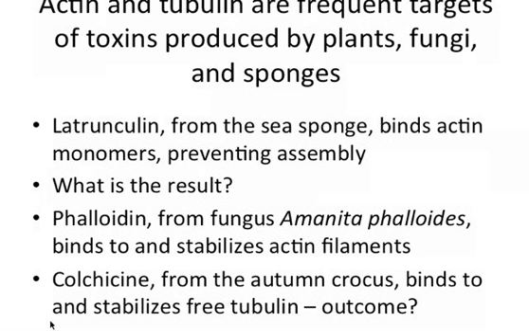Then there's colchicine, which is from the autumn crocus. And it binds to and stabilizes free tubulin. What do you think the outcome of that is? You can say good or bad. We're going to go scientific here. Good or bad? Bad, thank you. Right? So if you're binding and stabilizing free tubulin, are you able to polymerize and become a microtubule that's growing? No. So this is useful, right?